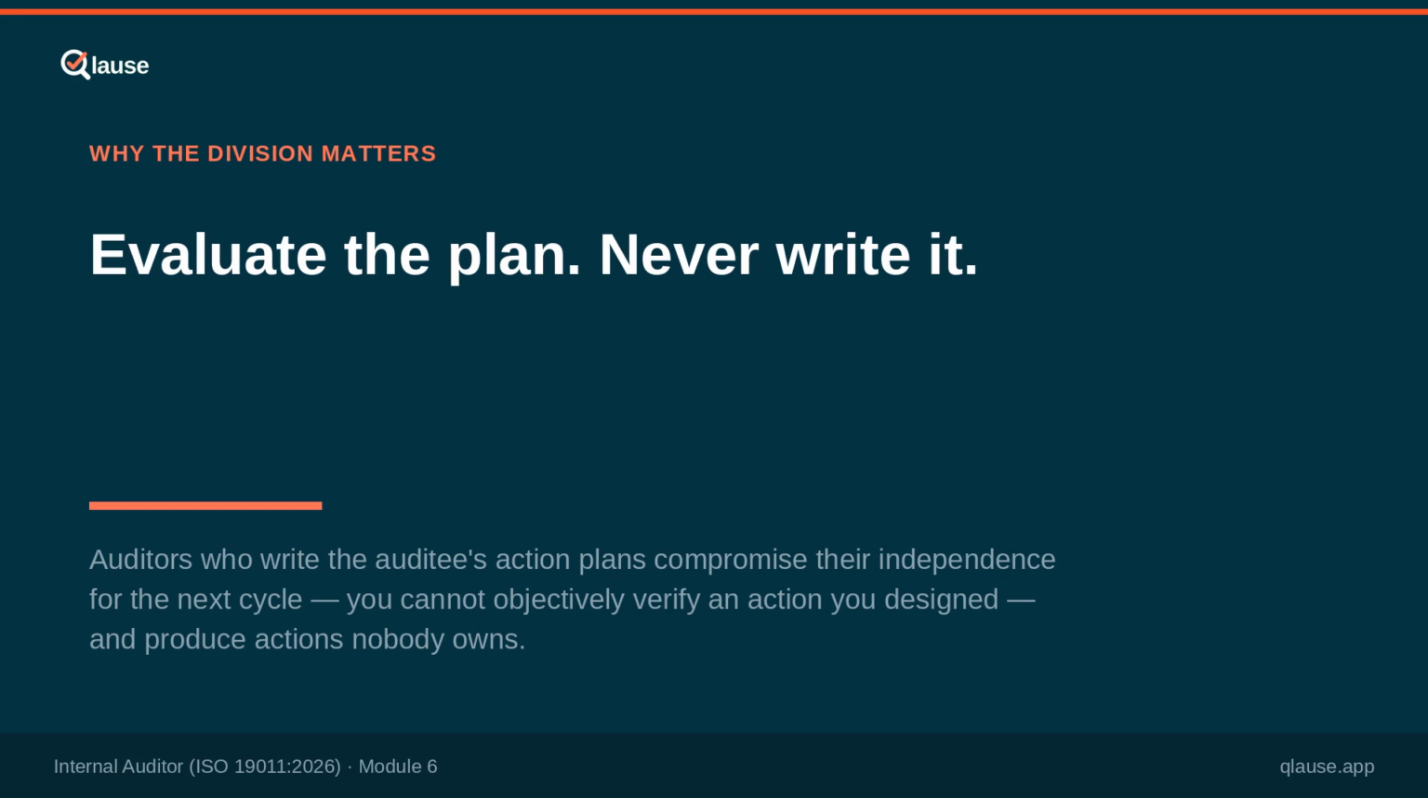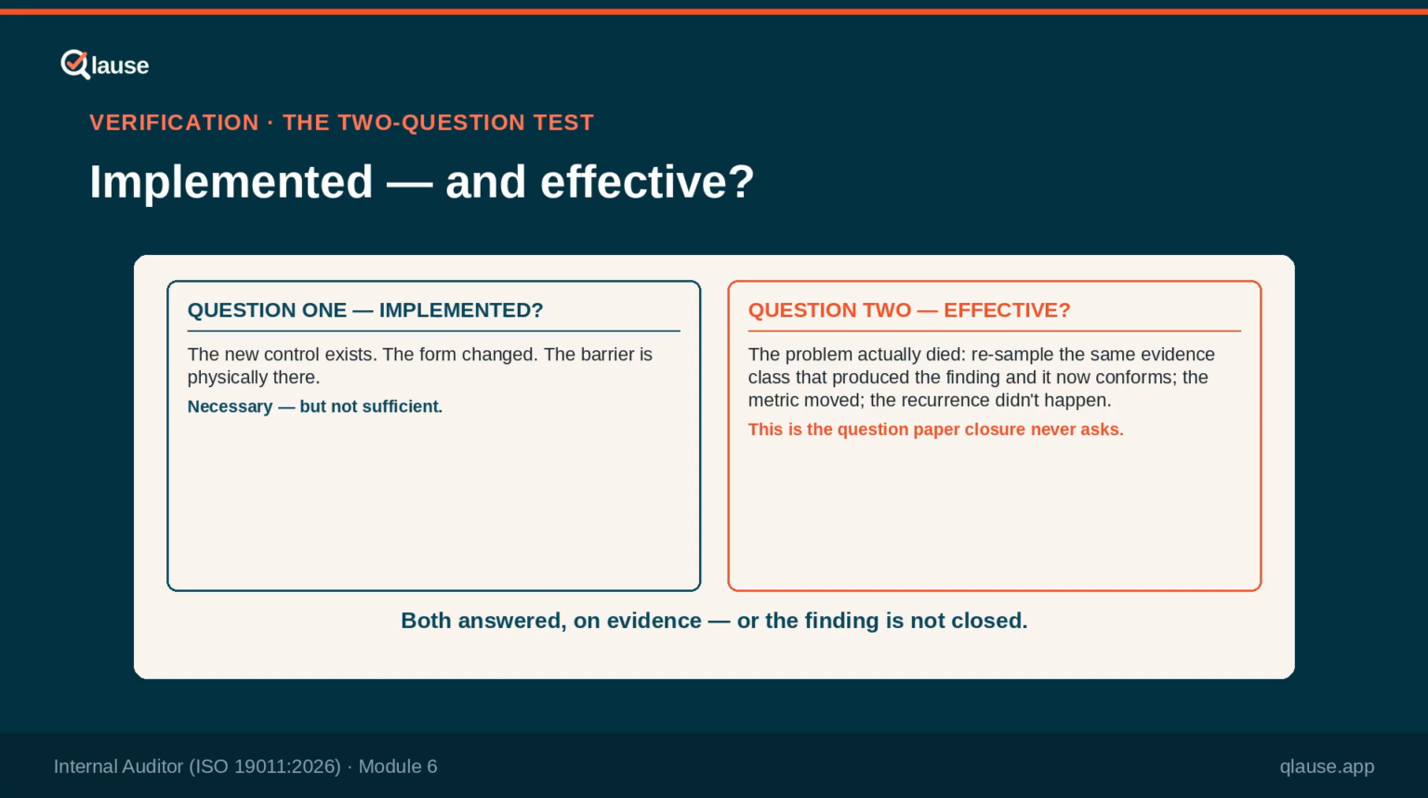Never write it. Verification is a 2-question test, and the order matters. Question 1. Implemented? The new control exists. The form changed. The barrier is physically there. Necessary, but not sufficient. Question 2. Effective? The problem actually died. Resample the same evidence class that produced the finding, and it now conforms. The metric moved. The recurrence did not happen. Both questions answered, on evidence, or the finding is not closed.